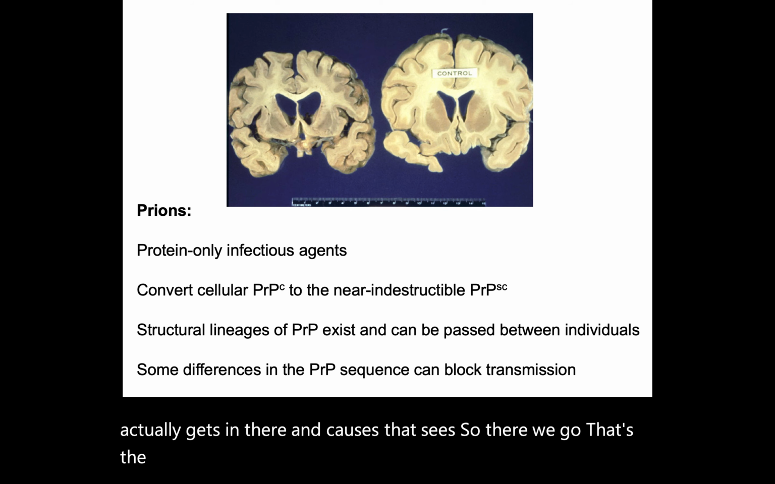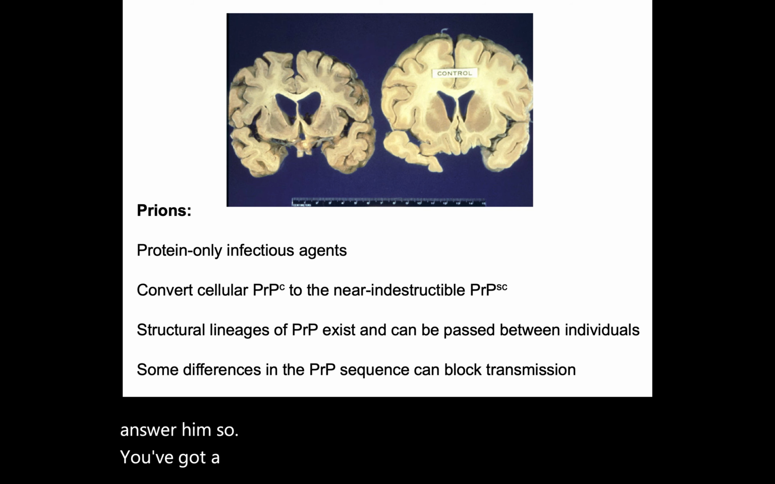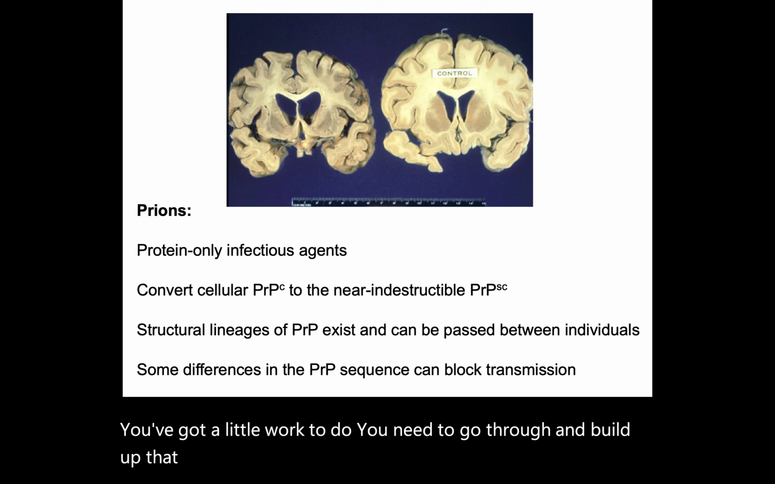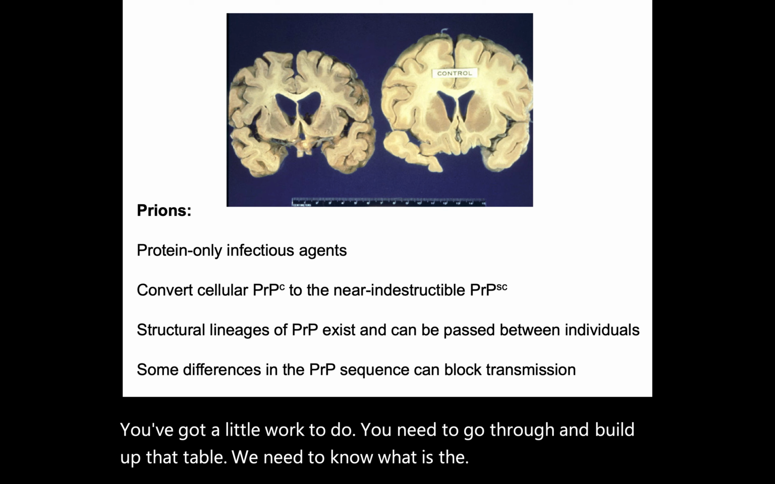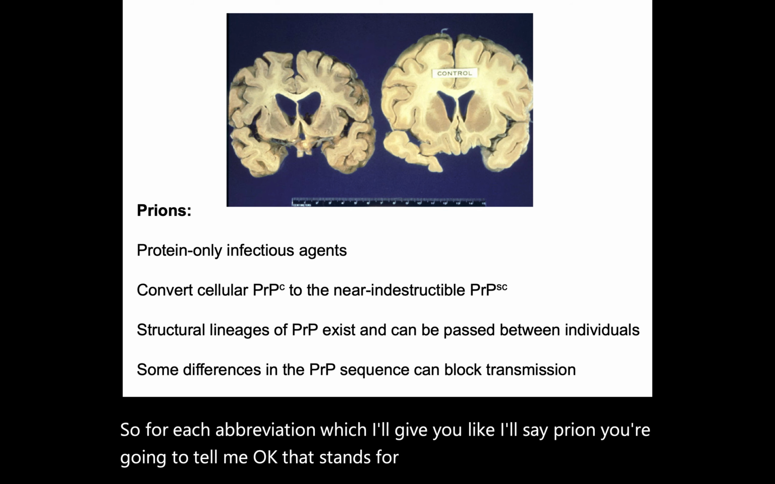We're going to ask the same questions about prions we were asking about all the other viruses, and that's how you answer them. So, you've got a little work to do. You need to go through and build up that table. So for each abbreviation, which I'll give you, I'll say prion, you're going to tell me, okay, that stands for what's the name? So spell out the entire name.